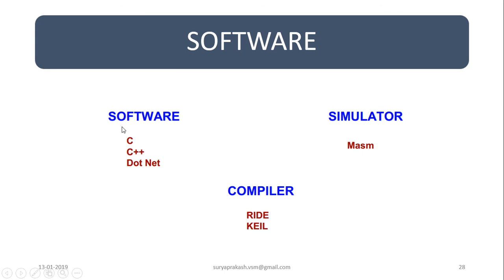And on the software part, we can develop any kind of embedded software by using C programming, C++, .NET, and for the PIC microcontroller, MASM and RIDE. And these are the compilers we use for developing embedded software. That is RIDE, Keil, and Microchip. There are many more in line.